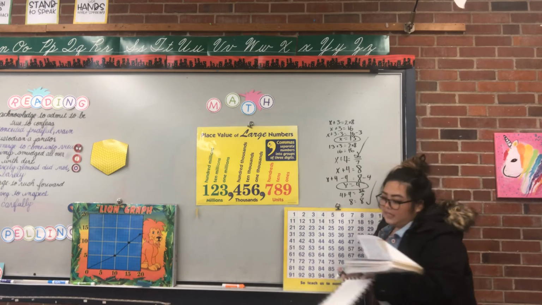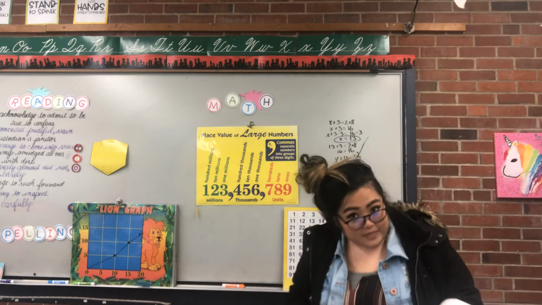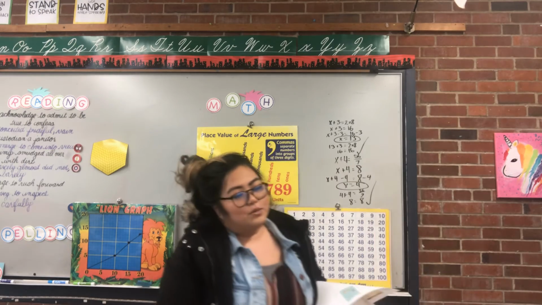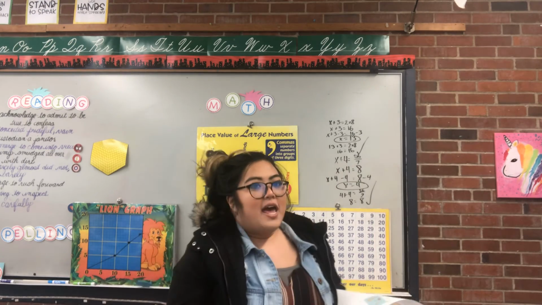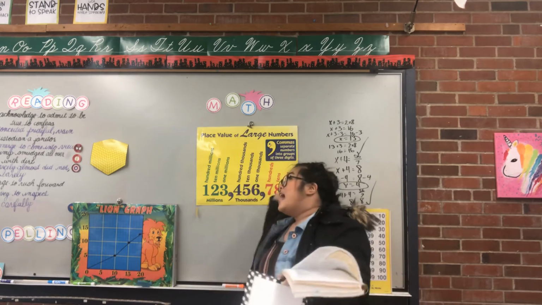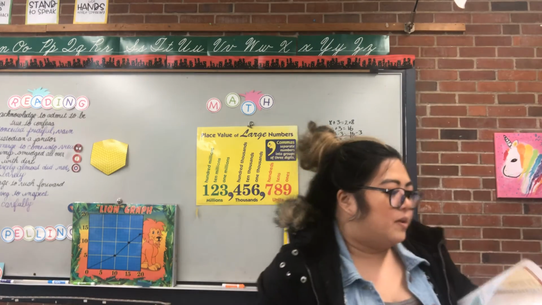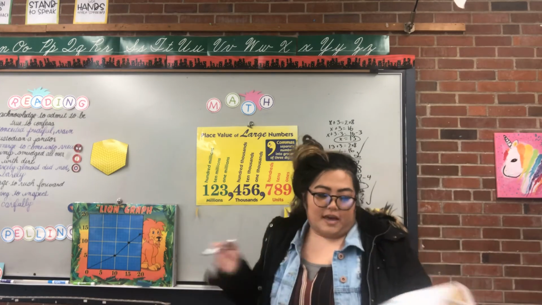Did you get it? Last one, x minus 1 equals 15 minus 8. X minus 1 equals 7. X minus 1 plus 1 equals 7 plus 1. X equals 8. Plug it back in. 8 minus 1 equals 15 minus 8. 7 equals 7.